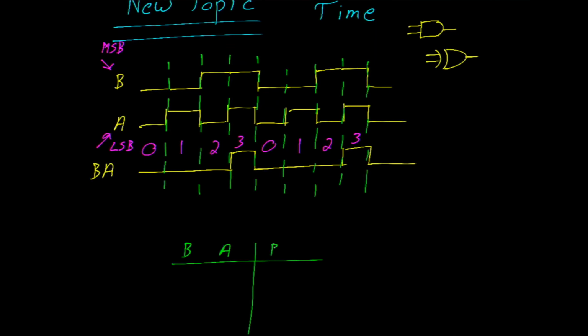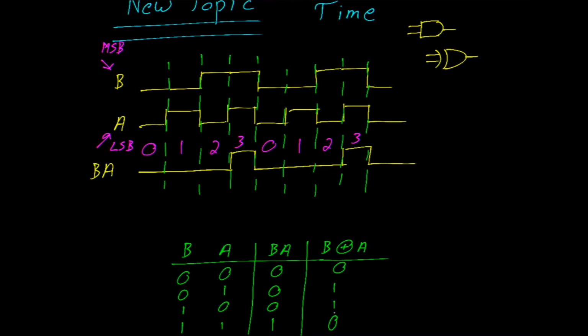So let this be B ANDed with A. So B ANDed with A will only be high when the BA input is 3. While we're here, let's make the exclusive OR truth table. And that will be high when A and B are different. So 0, 1, 1, 0. We can go ahead and translate that up here into our timing diagram.